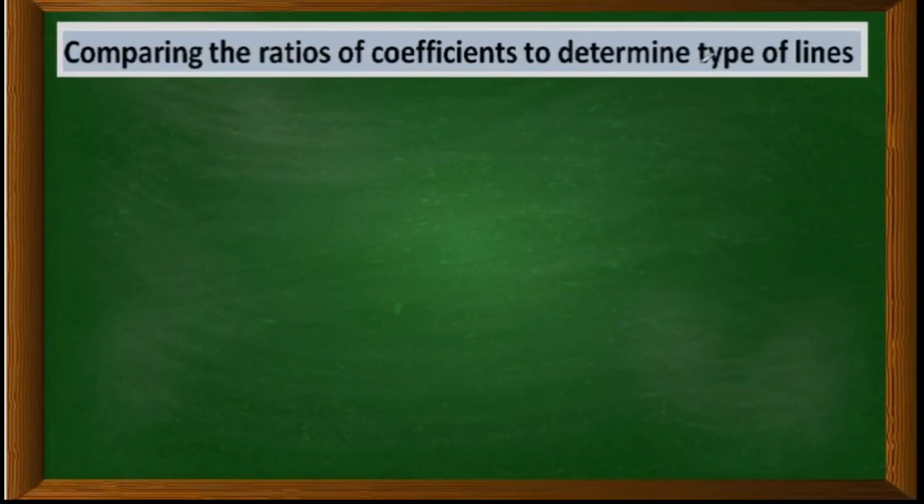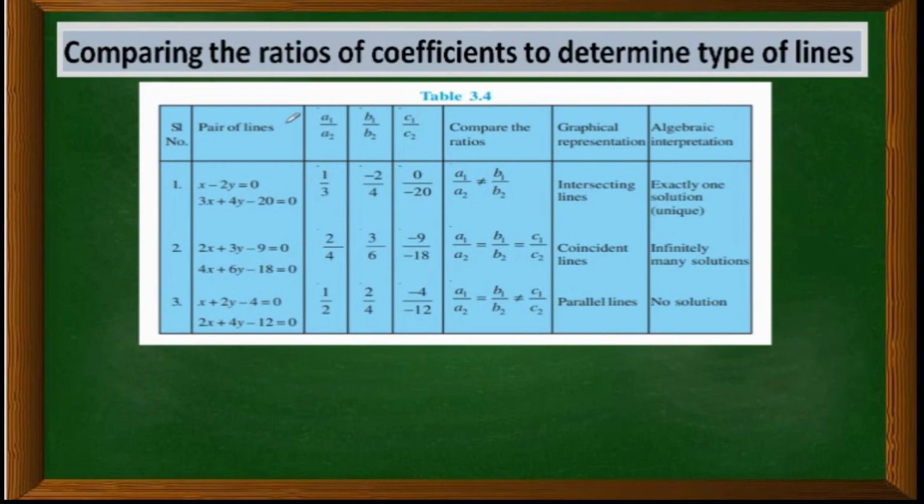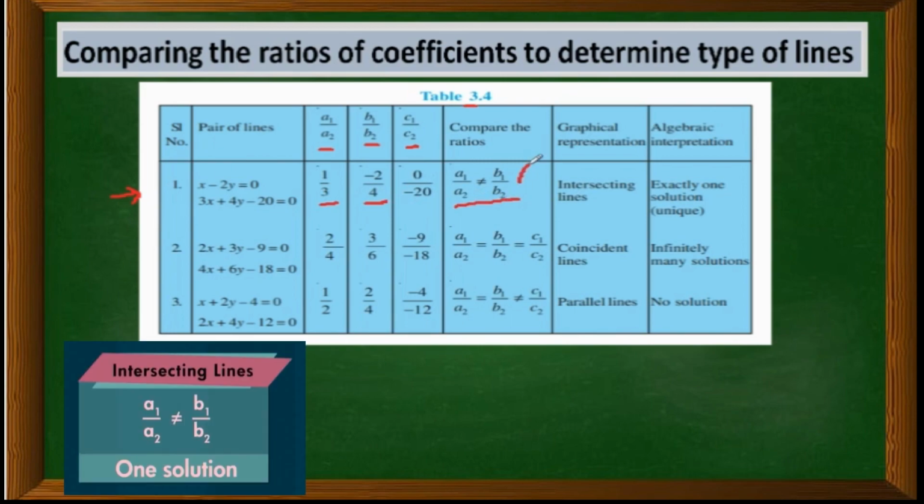Comparing the ratios of coefficients to determine the types of lines. Let us see this table, students, which is given in the textbook. There are three cases to determine the types of lines. Here a pair of linear equations is given. We are going to compare them with the ratios of their coefficients. So a1 by a2 is 1 by 3, b1 by b2 is minus 2 by 4, which is the coefficient of y, and c1 by c2 is 0 by minus 20. Clearly a1 by a2 and b1 by b2 are not equal. If a1 by a2 is not equal to b1 by b2, they are intersecting lines. It has one unique solution. We'll see why it is one solution in the upcoming exercise.